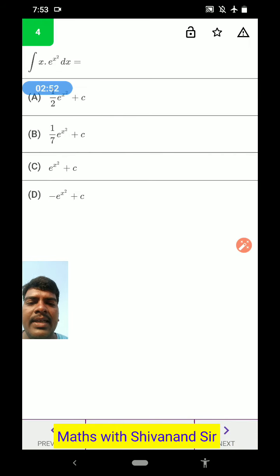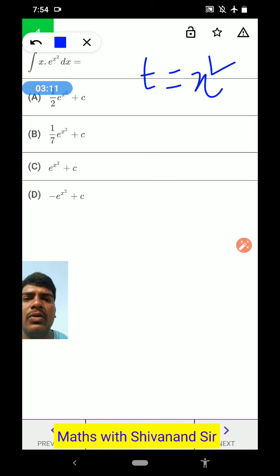Listen, integration of x into e raised to x square. Again this sum can be solved with the help of integration by substitution. x e raised to x square. Whenever e raised to a function comes, that part should always be taken as t, e raised to some composite function. T equal to what here? x square. T equal to x square.